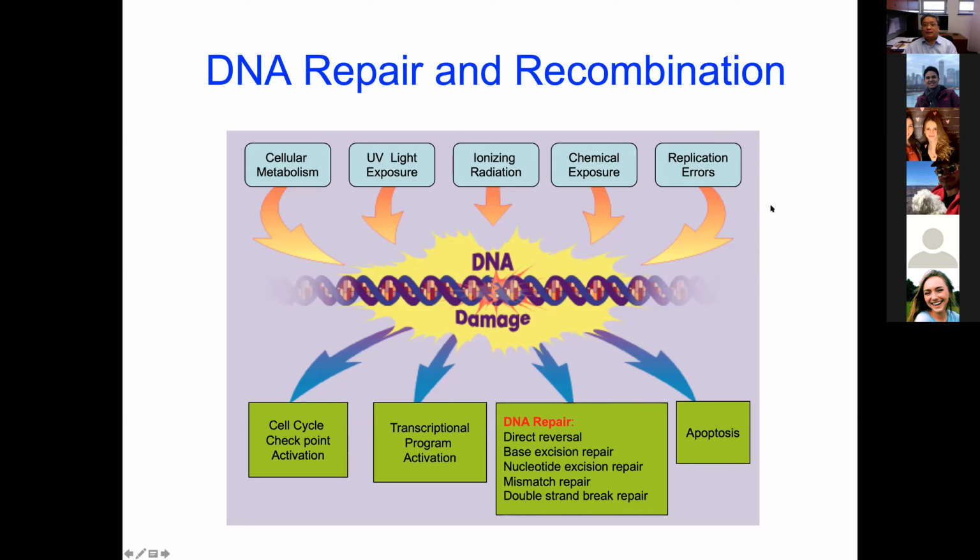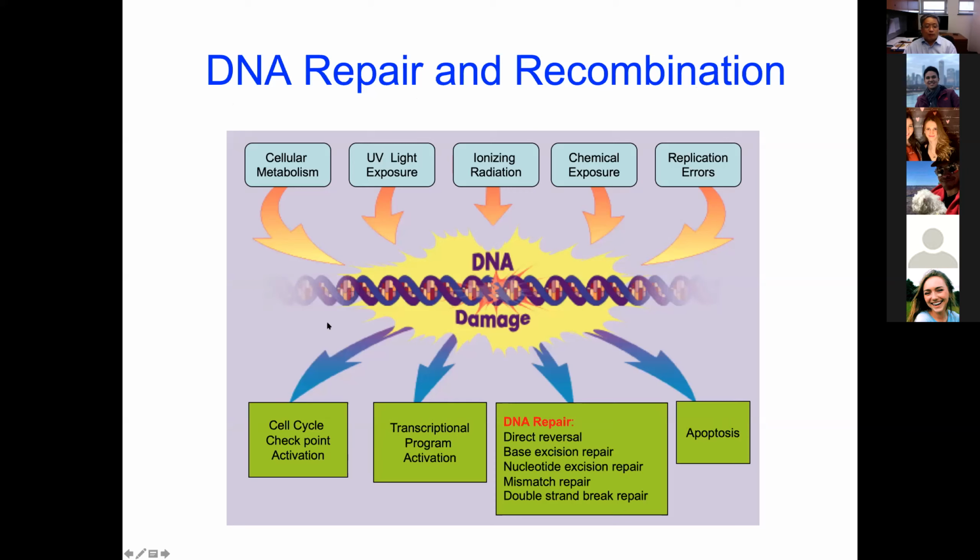Okay, let's get started. Today we'll talk about DNA repair and recombination. This is a very interesting and quite complicated topic. I'll give you a brief overview of various mechanisms for DNA repair, and by the end, we'll talk a little bit about DNA recombination. This is a very important process. For example, it is involved in the generation of the different kinds of antibodies in our body.